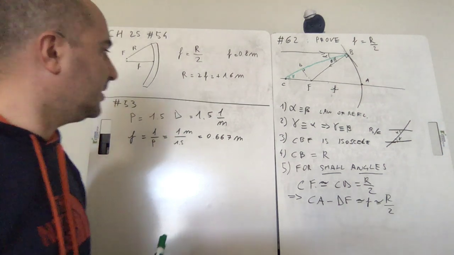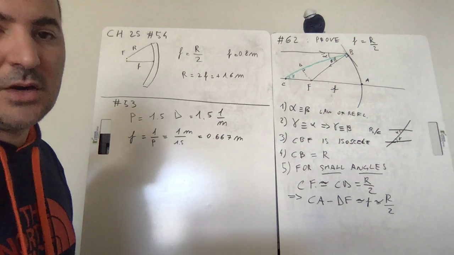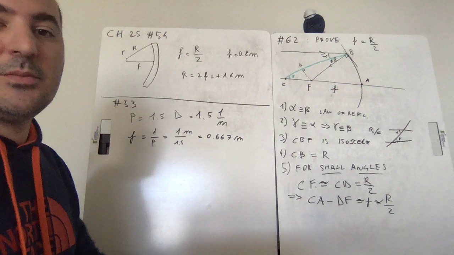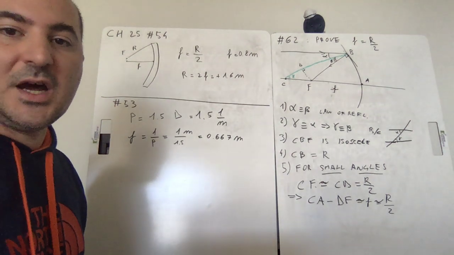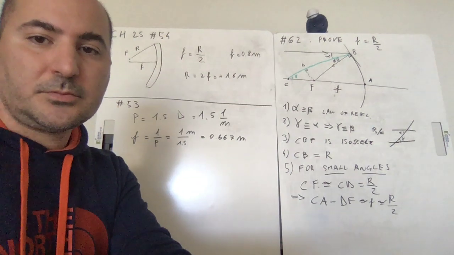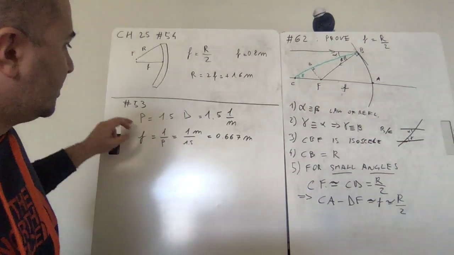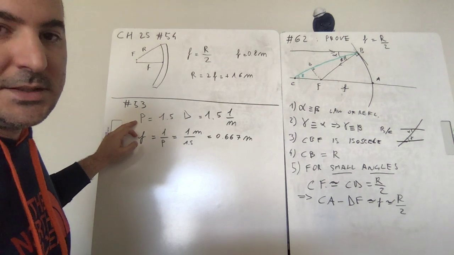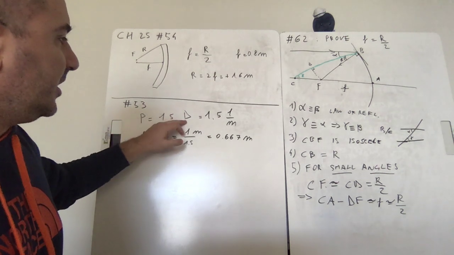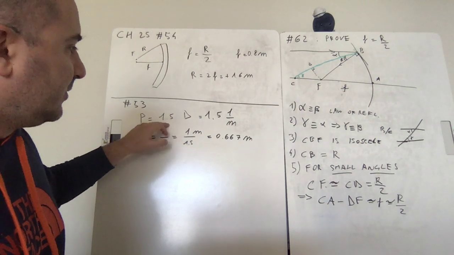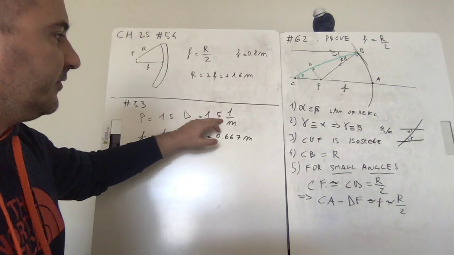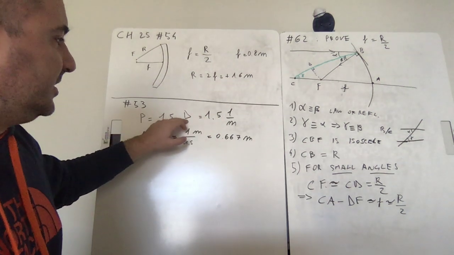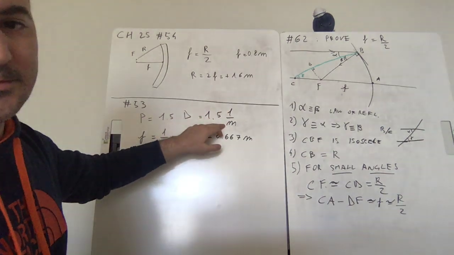Now, starting with number 53, which I wrote down at the bottom, let me read it out loud. The text of the problem is the following: what is the focal length of a makeup mirror that has a power of 1.5 diopters? Okay, so let me make sure that we have it here. So the power of a mirror, similar to the power of a lens, in this case is 1.5, and so the 1.5 diopters means 1.5 meters to the minus 1. So I can write it this way: 1.5 D is 1.5 over meter.